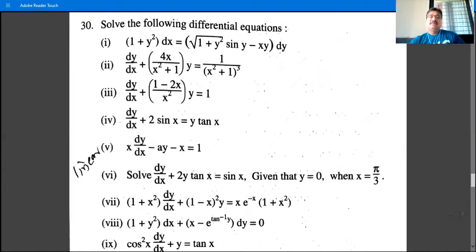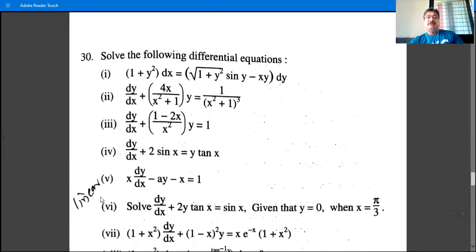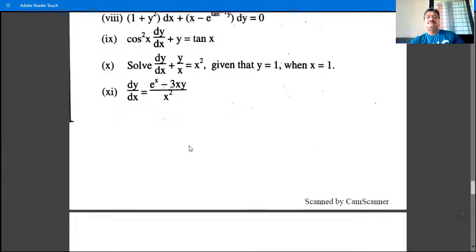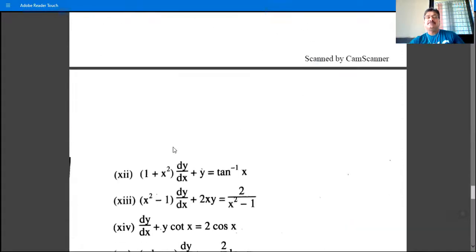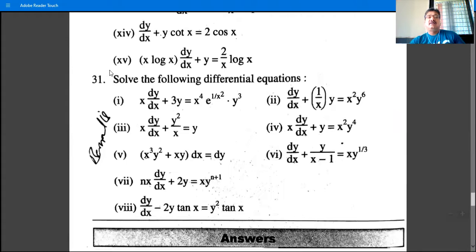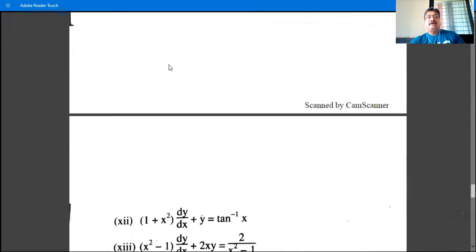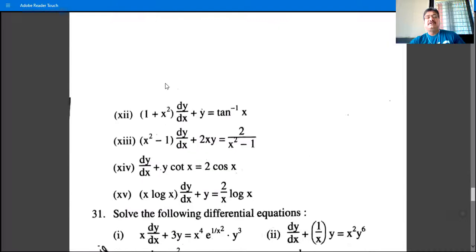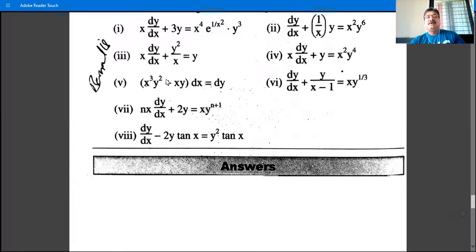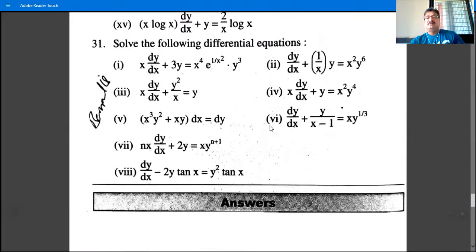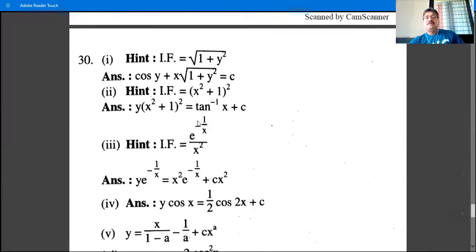So these are the problems on linear differential equation for homework. Solve all these problems; there are 15 problems in all on linear differential equation. And there are 8 problems on Bernoulli's differential equation. So solve all these problems.